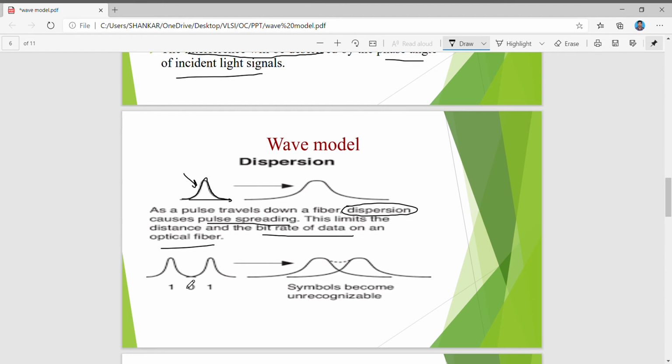See, in this case we are transmitting 1, 0 and 1. Now due to the dispersion, the information we are transmitting here, that information 1, will spread into the second data also. So there will be unrecognizable information due to the dispersion problem.